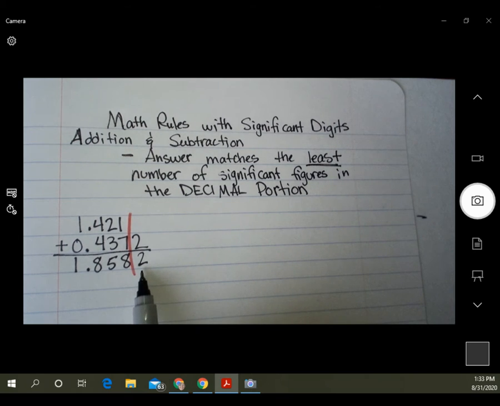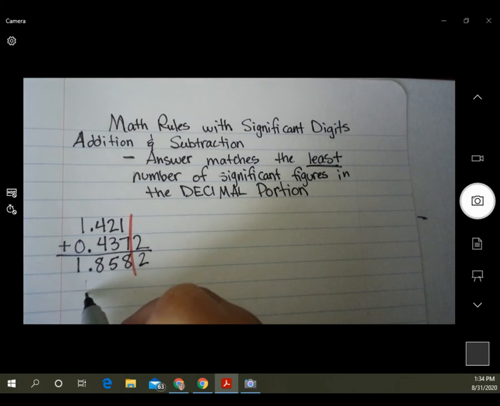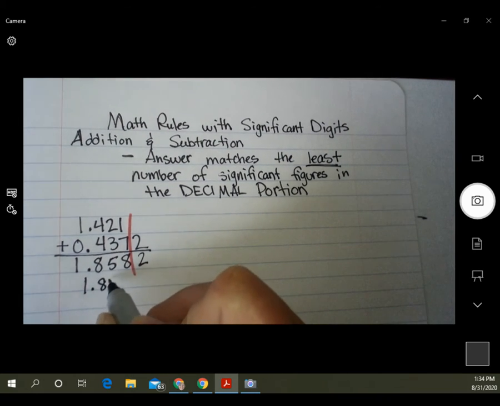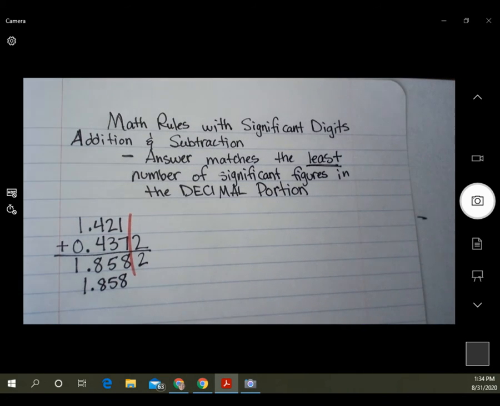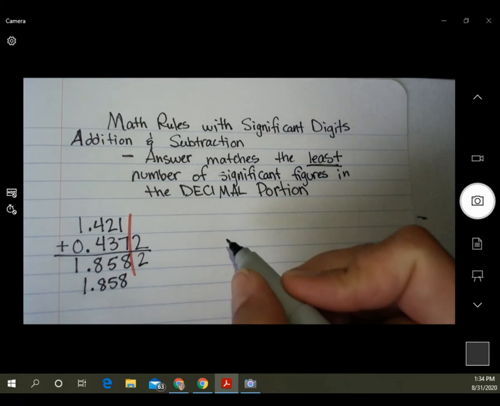So if I have a 2 behind the line, what does that 2 tell the 8 to do? To go up or to stay the same? Stays the same. So my actual answer is 1.858. That's the correct significant figures. Okay, let's do a subtraction example.